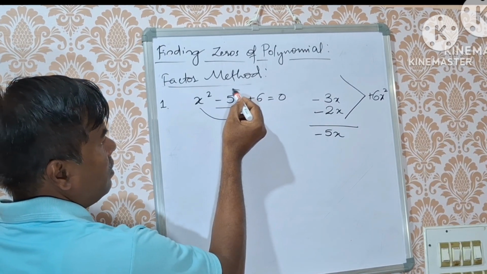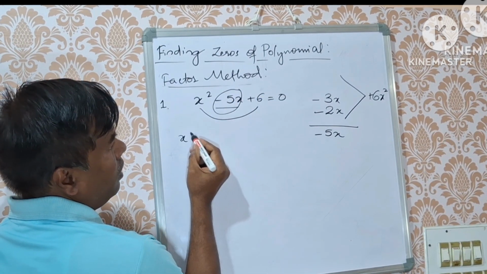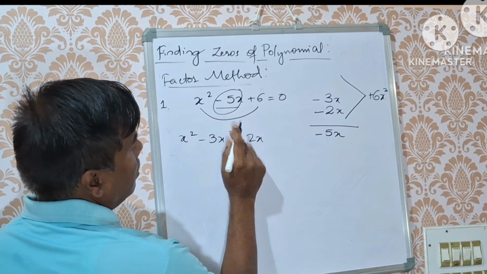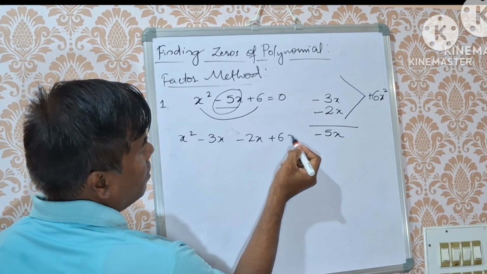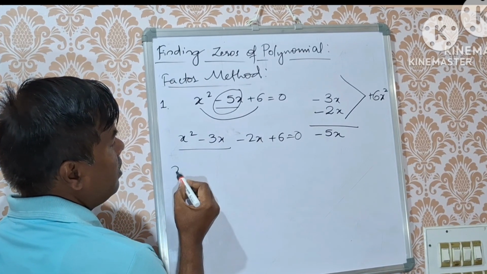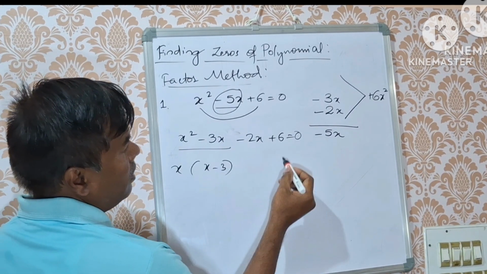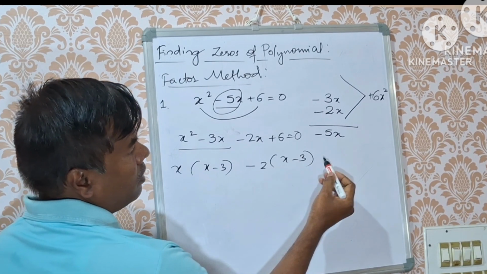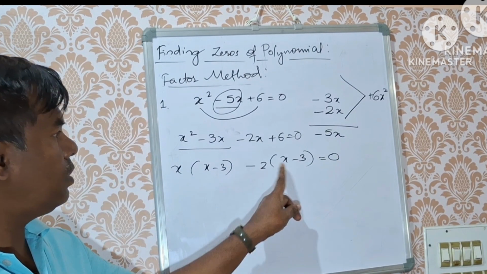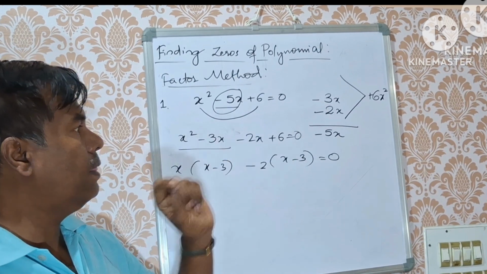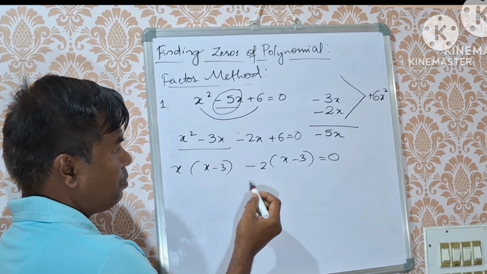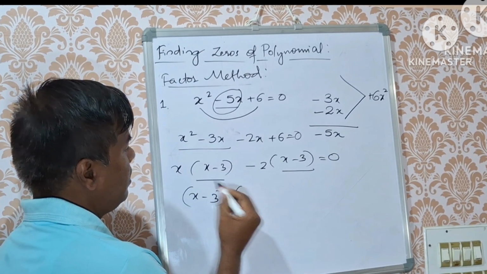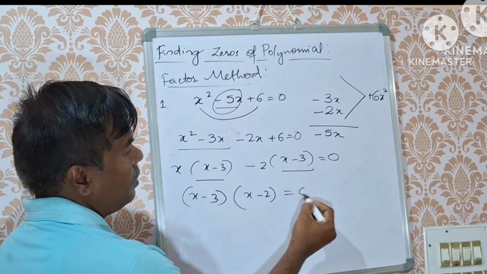So instead of this, we write x square minus 3x minus 2x plus 6 equals 0. Now what is common here? x into x minus 3. Now what is common here? Minus 2. Minus 2 into x minus 2x, minus 2 into minus 3 plus 6. In this whole line, this is common, x minus 3. Remaining here is x, here is minus 2, equals 0.